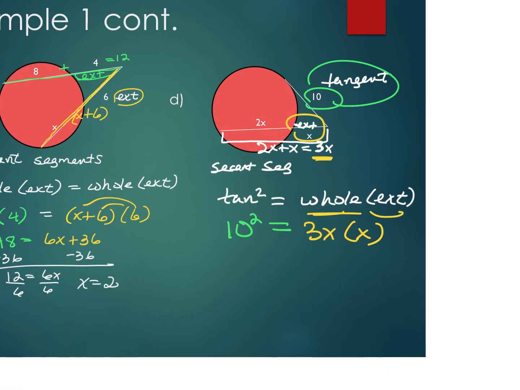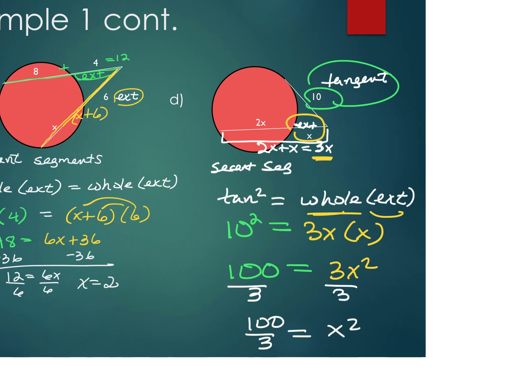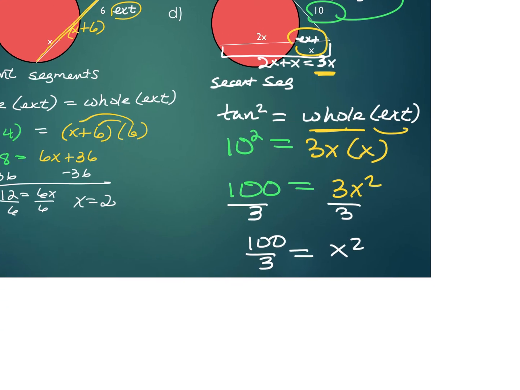I'm going to square the 10. I'm going to multiply the 3x and the x. And now I need to solve for x. I need to isolate, so I'm going to divide by 3. And I get 100 over 3 equals x squared. I don't want x squared, I want x, so I have to square root both sides. And this gives me x is equal to plus and minus the square root of 100 over 3.